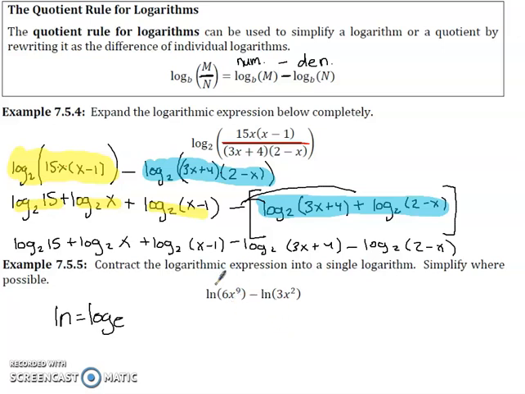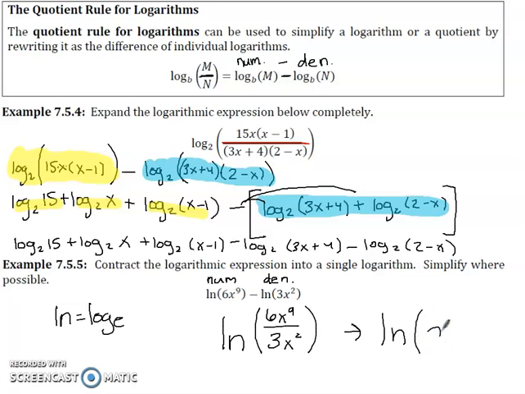Subtraction means that we are going to condense this into a division question with my numerator and my denominator being first and second respectively. So I condense this down into a single log, natural log of my numerator is 6x to the 9th and my denominator is 3x squared. And then I can simplify by reducing my fraction, and I have 2x to the 7th power.